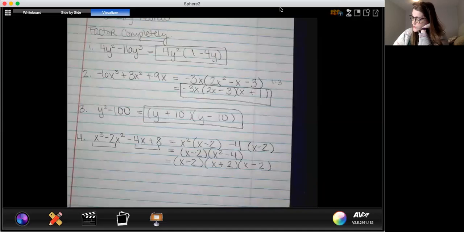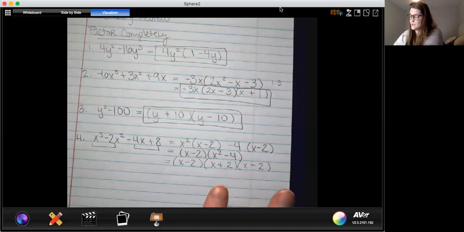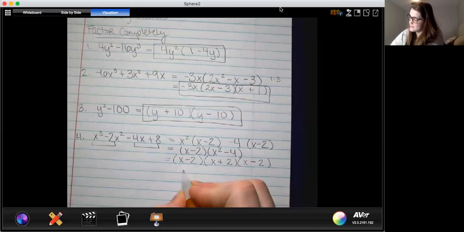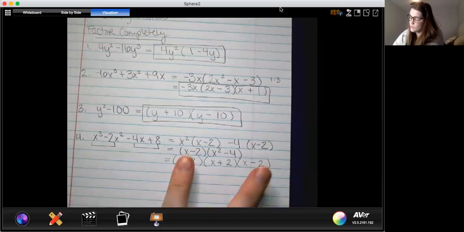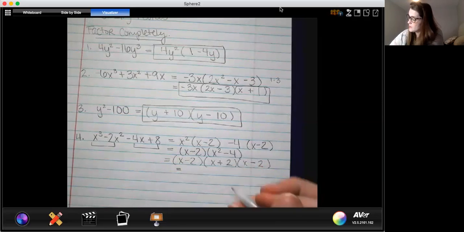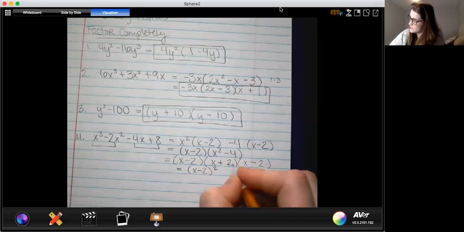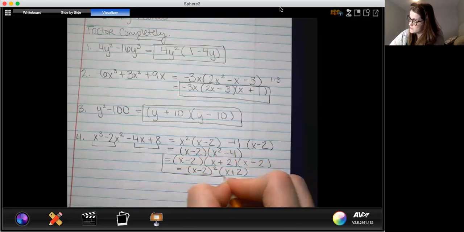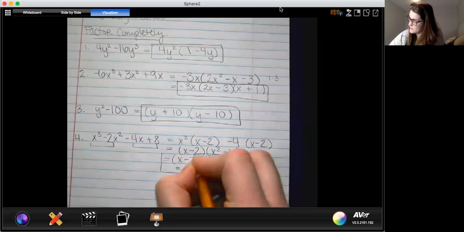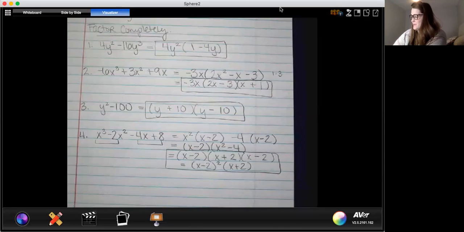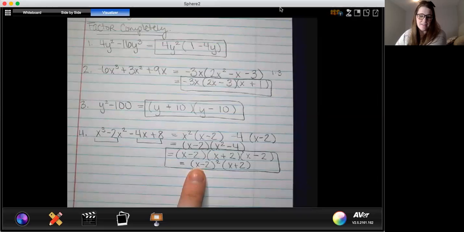Okay, which works perfectly fine as an answer, but some of you might want to write it a little bit more condensed. And when I mean condensed, I just simply mean because we have 2 x minus 2's, you could write it as x minus 2 quantity squared times x plus 2. So either answer works, but that would be the final answer, depending on if you'd like to condense it to that.